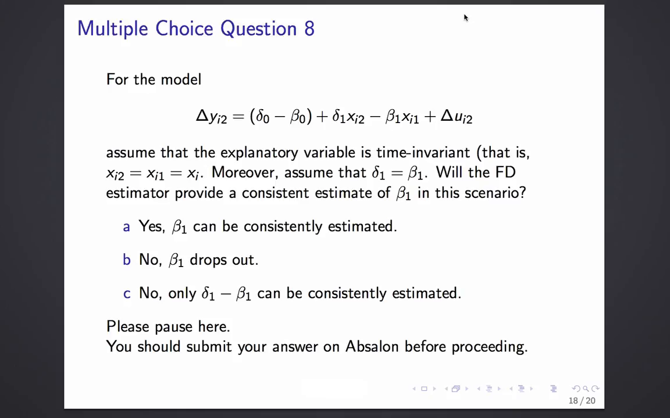A. Yes, beta 1 can be consistently estimated. B. No, beta 1 drops out. C. No, only delta 1 minus beta 1 can be consistently estimated. And as before, please pause the video here, go to Epsilon and submit your answer.